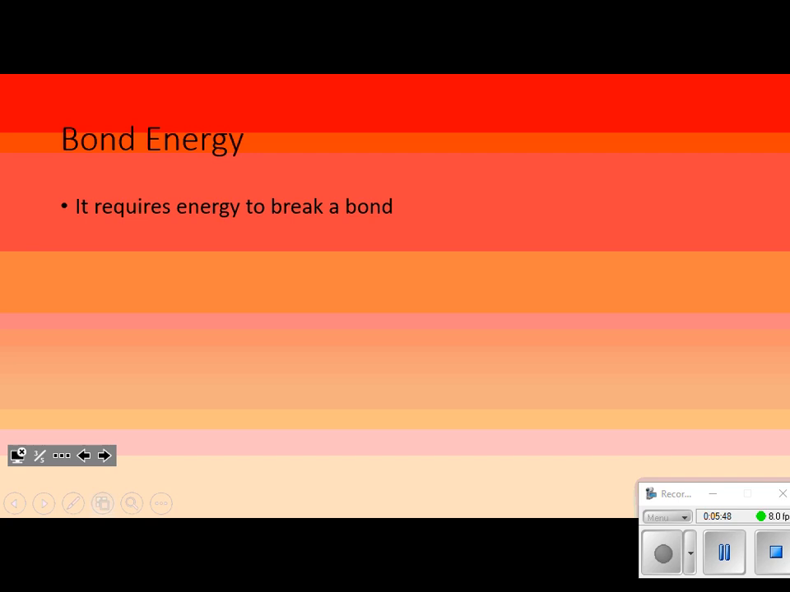It requires energy to break a bond because when atoms bond, they are stable. If you are going to break them apart, you are getting them further away from that octet, that full outer shell. You're getting them further away from stability.